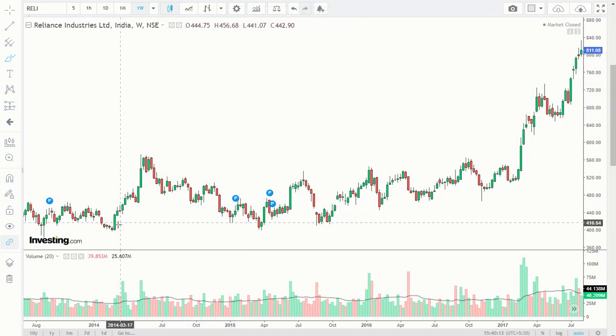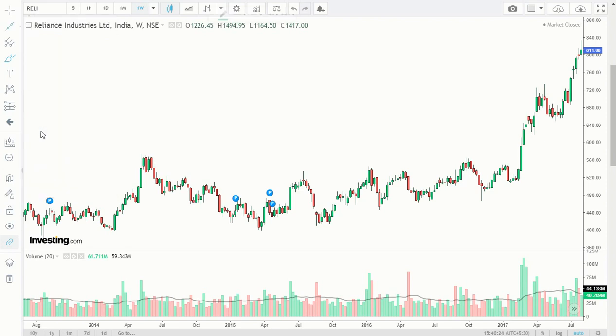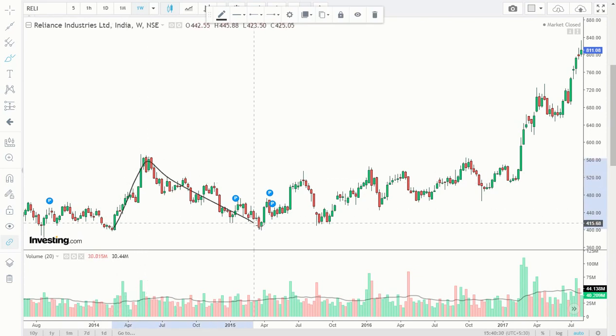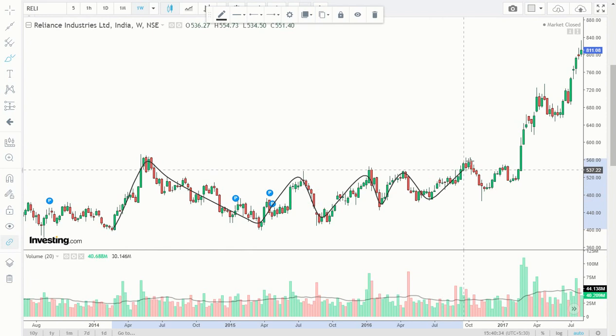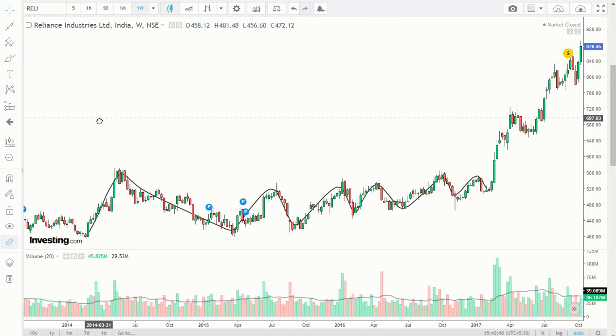So now this is the weekly chart. This is from 2014 till 2017. Now here you get the option to take trend lines. Suppose I take extended trend lines, and what is happening is, as I told you, prices were going up, then going down, going up, going down, going up, going down, going up, going down, going up, going down.